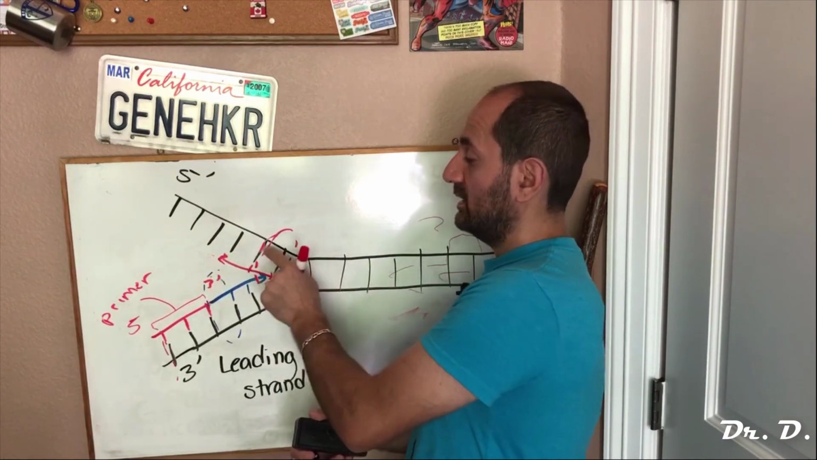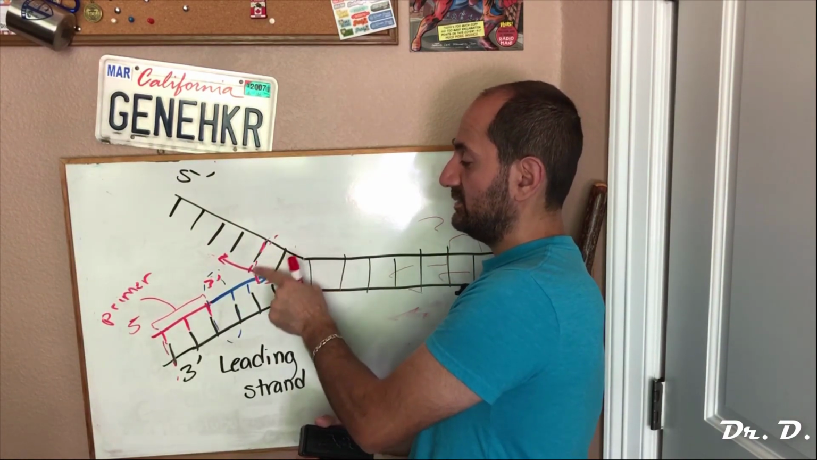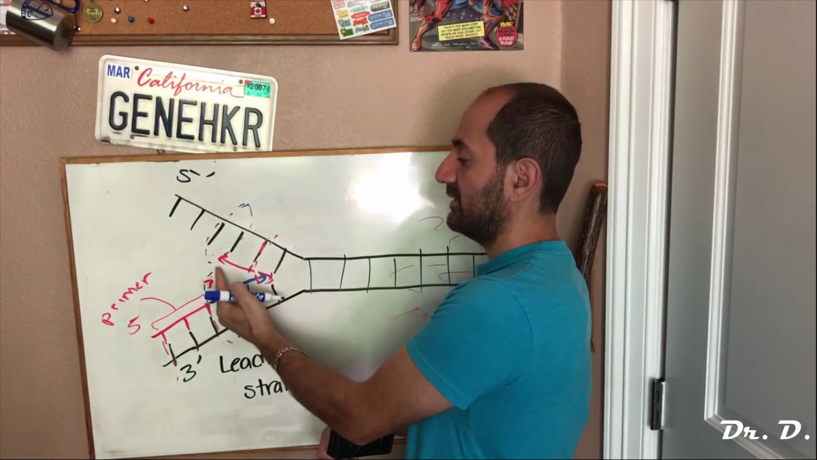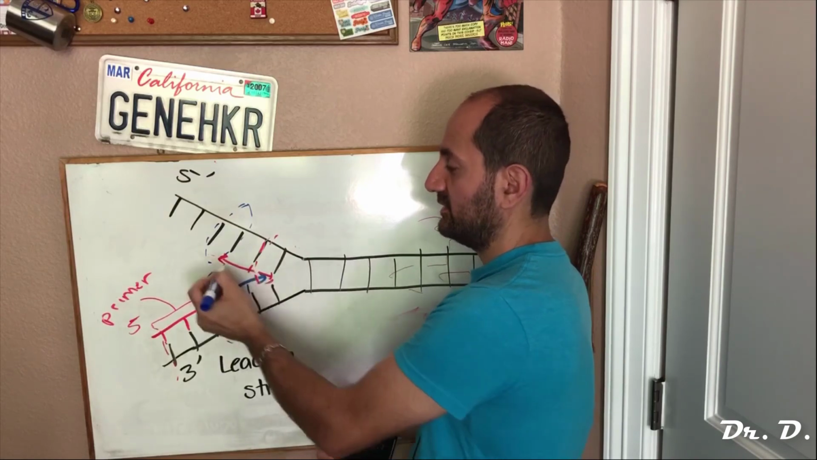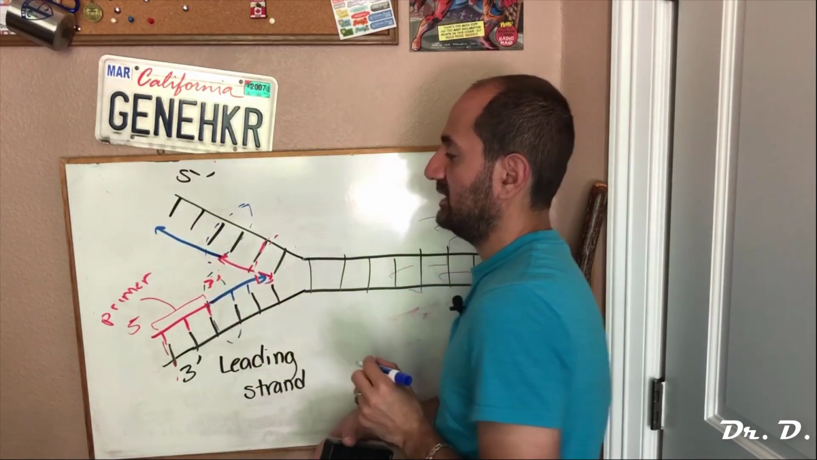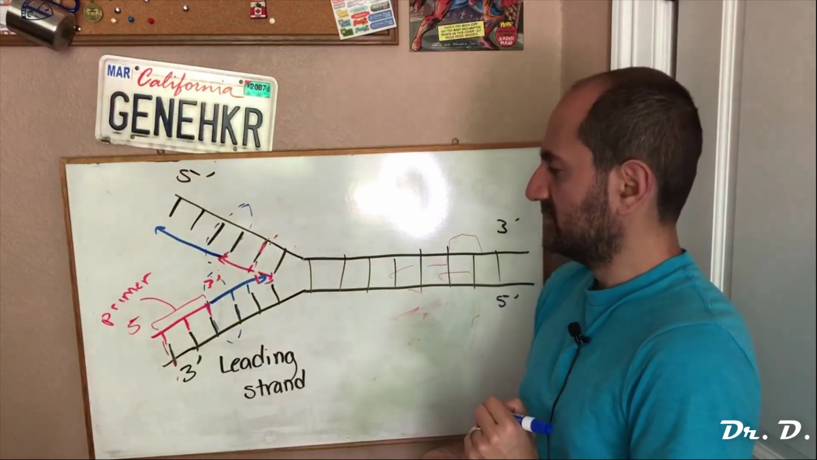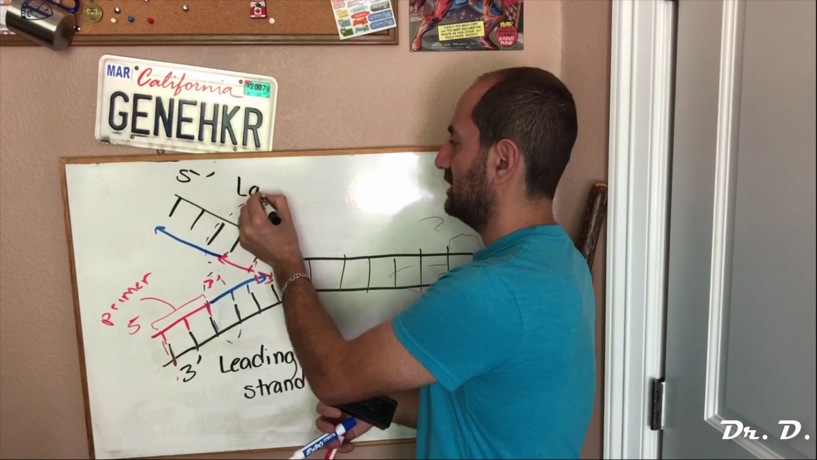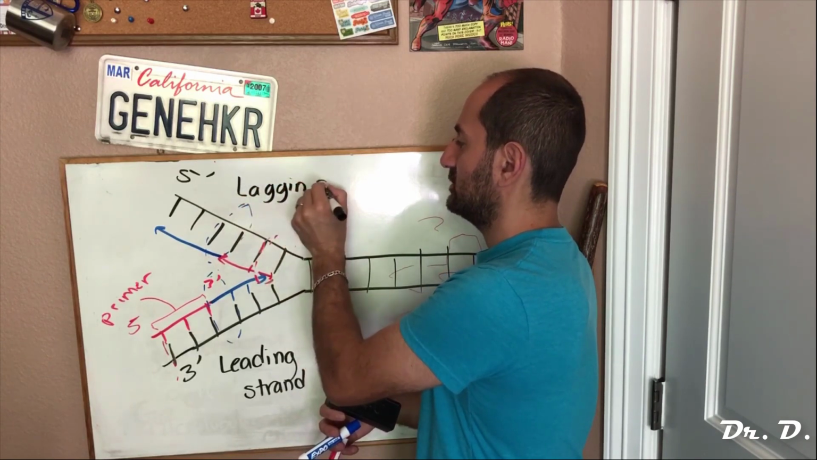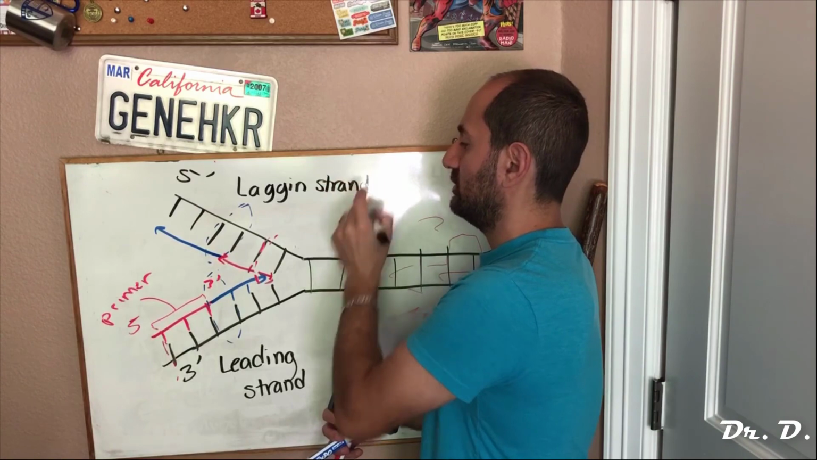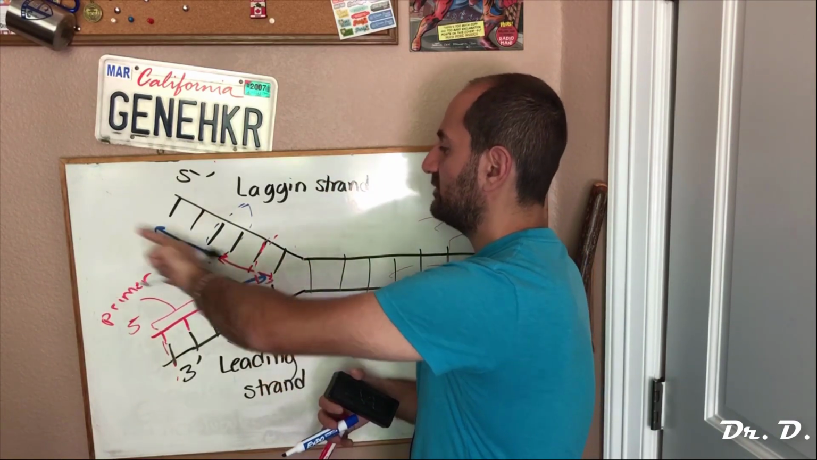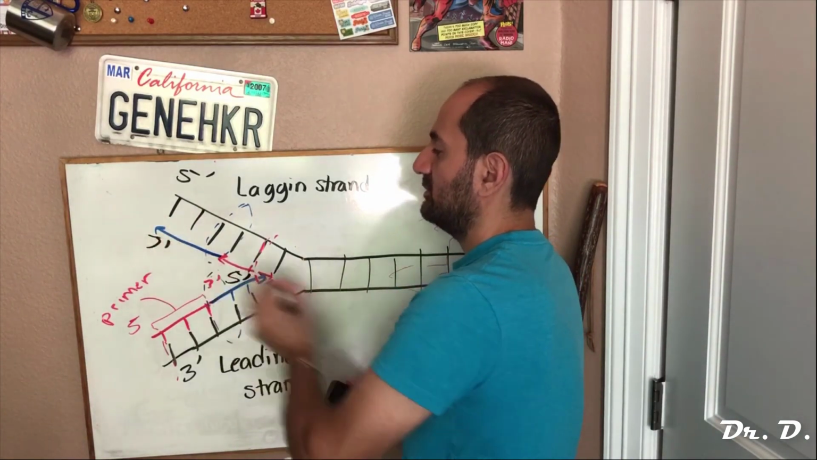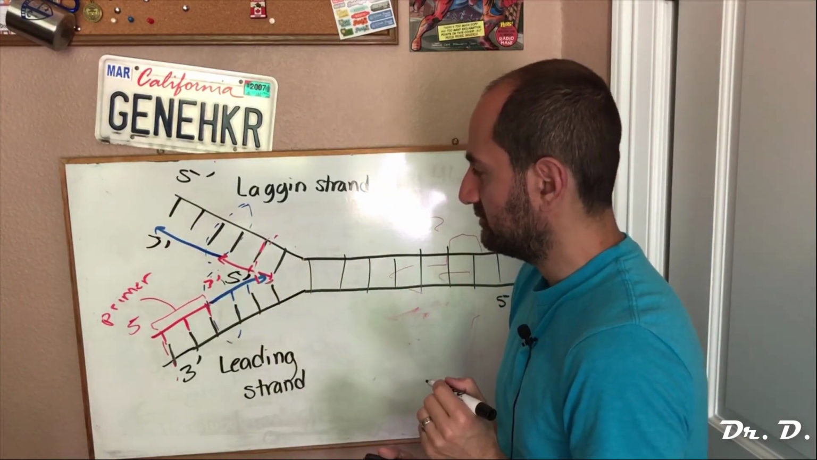away from the fork. RNA polymerase then detaches and DNA polymerase can attach, and DNA polymerase now has the primer to build off of, and it will build the rest of the DNA away from the fork. Okay, that's called the lagging strand. Why? Because you are lagging behind. You are moving away from the replication fork. Why? Because 5' to 3' in this case is away from the fork.